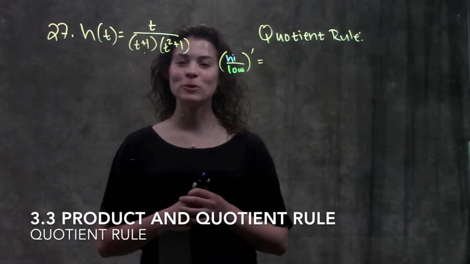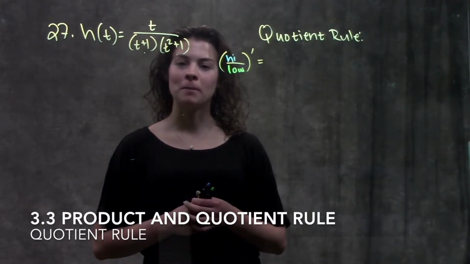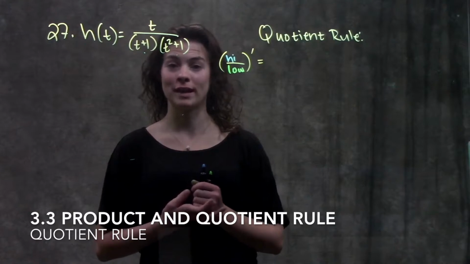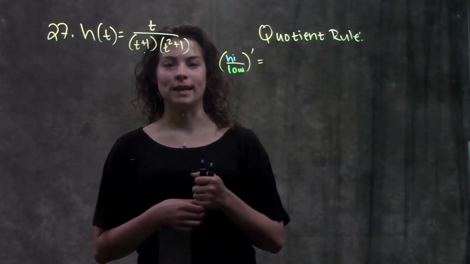This video is over section 3.3, Product and Quotient Rule. In this video, we're going to go through an example of a problem that wants us to use the quotient rule in order to take the derivative. But before we go through our example, let's first go through what quotient rule says.